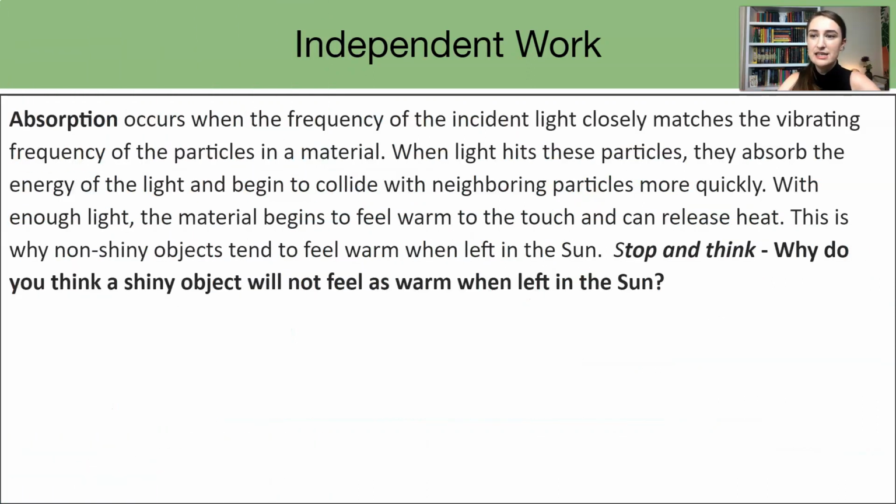All right. Next section, absorption. Absorption occurs when the frequency of the incident light closely matches the vibrating frequency of the particles in a material. When light hits these particles, they absorb the energy of the light and begin to collide, crash into, neighboring particles more quickly. With enough light, the material begins to feel warm to the touch and can release heat. This is why non-shiny objects tend to feel warm when left in the sun.